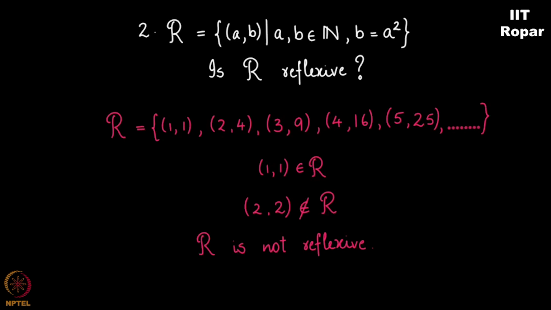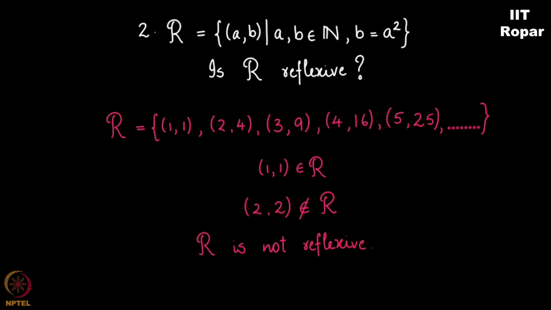Now, for a relation to be symmetric, (a, b) should imply (b, a). Is that happening here? (1, minus 1), the squares are 1. And then (minus 1, 1), again the squares are 1. So for any element (a, minus a), it is always accompanied by (minus a, a). a and minus a belong to the integers, and hence this relation is symmetric.